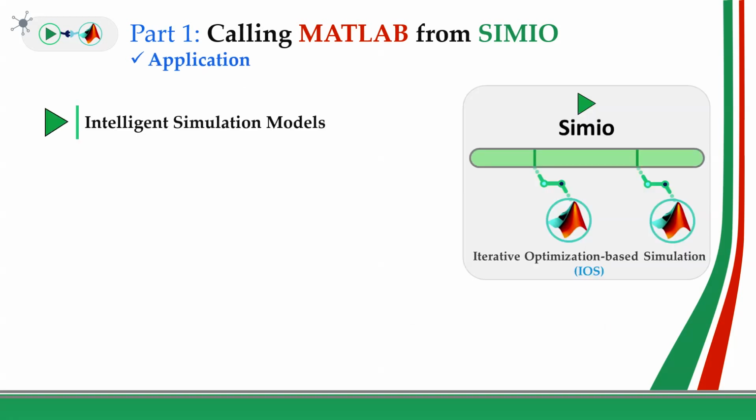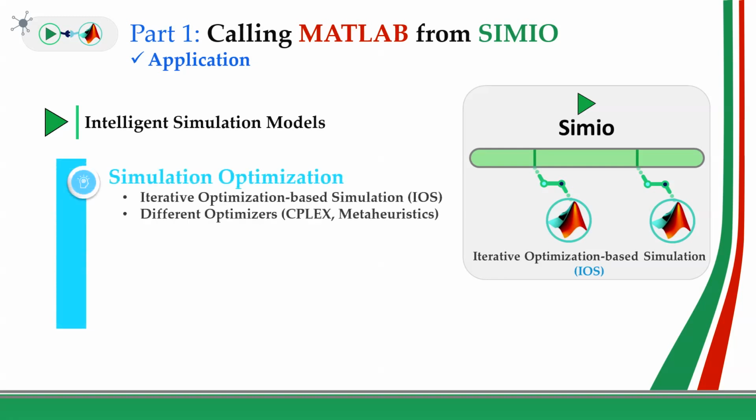So the applications of this integration could be implementing an intelligent simulation model, as I showed you right now. You can use it to have iterative optimization based simulation, which is called iOS. The good thing about this is you can implement and deploy multiple solvers inside MATLAB to see which one performs better. It could be a commercial software package like Cplex or GAMS, or you can have your own algorithm to optimize the model. It could be a heuristic. So depending on what type of problem you're solving, you could use different types of software packages to optimize it.